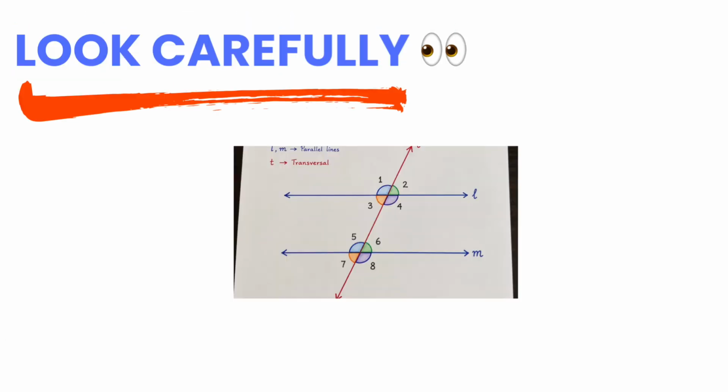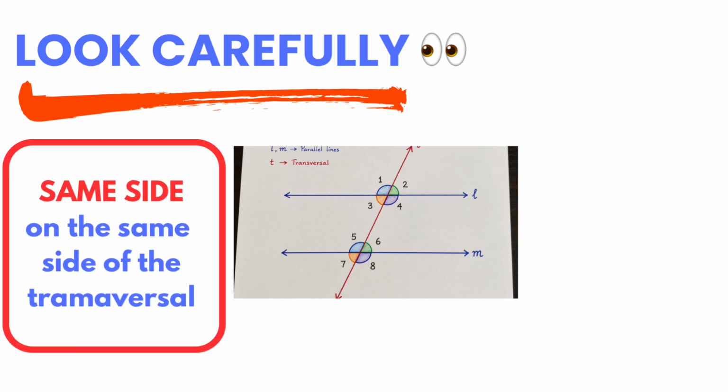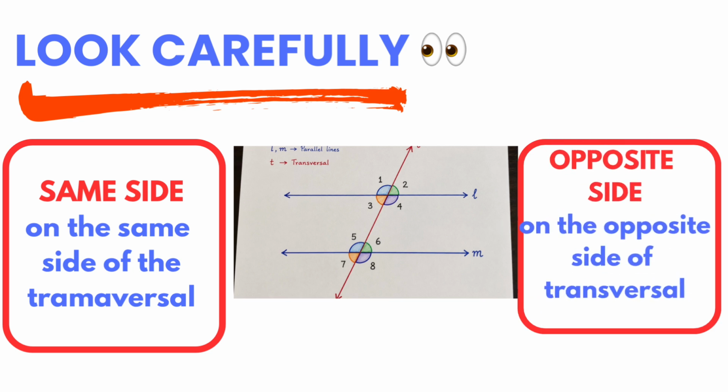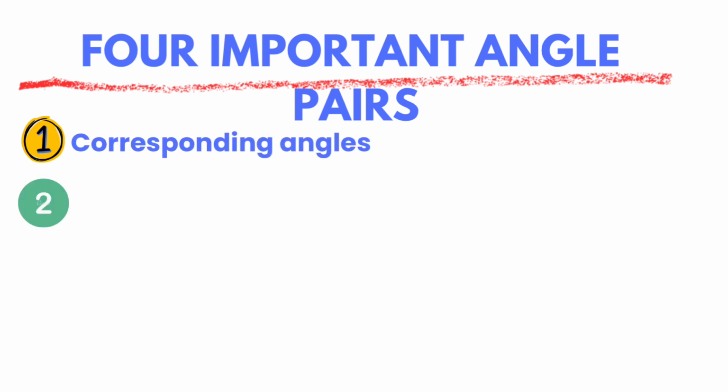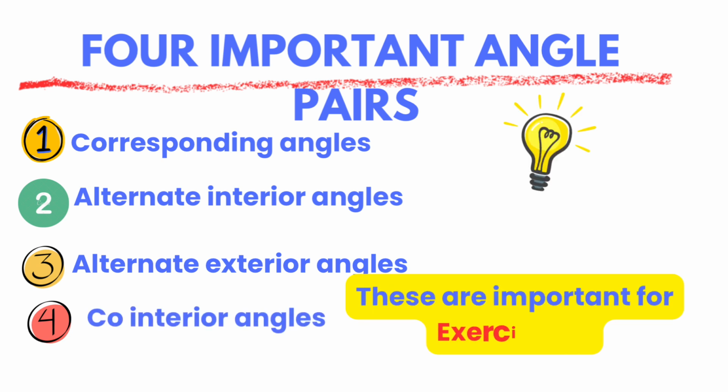But there is another important thing we need to observe. Look carefully at the transversal. Some angles lie on the same side of the transversal and some lie on the opposite side of the transversal. This position of angles is extremely important. Because of these positions, we can identify four important angle relationships. First is corresponding angles, then alternate interior angles, then alternate exterior angles, and last co-interior angles. These are the concepts you will need for exercise 6.2.